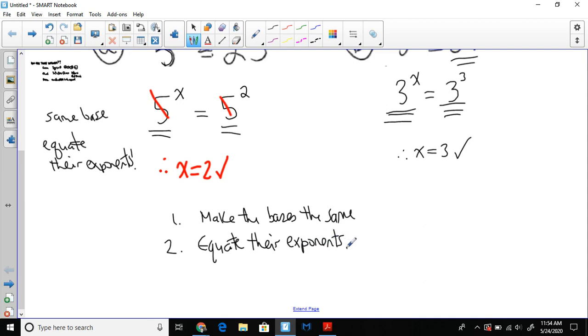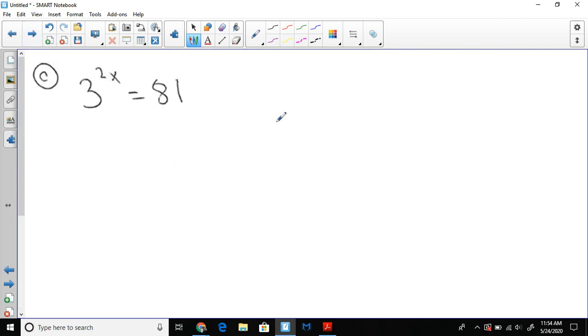All right, so let's try another one. Same kind of deal. I have 3 to the power of 2x equals 81. Now obviously I have something different in my exponent, but I can treat it the same way. Well, this is just 3 to the 2x equals, well, 81 I can write as 3 cubed, right?